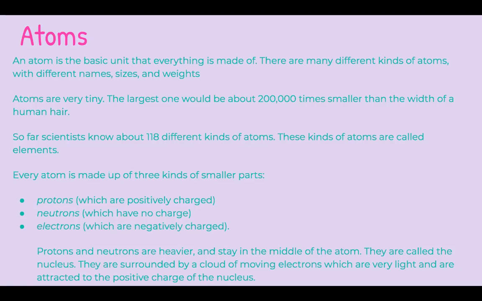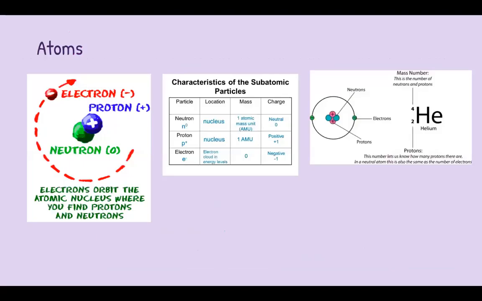So the shape of the atom would be that the protons and the neutrons are in the middle of the atom in what is called the nucleus. They both have a weight to them, and therefore they are heavier. However, they are also surrounded by a cloud of moving electrons, which are very light, and are, of course, attracted to the positive charge of the nucleus. As you can see here, the neutrons and the protons make up the middle of the atom, and then you have the electrons orbiting around.